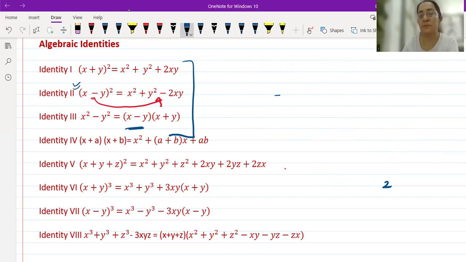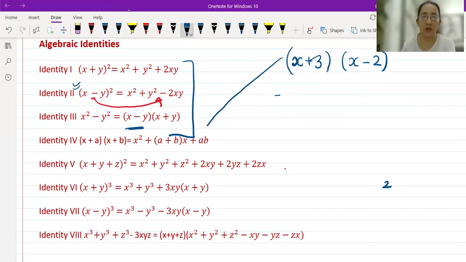Let me give you one example. Suppose you have (x plus 3) and (x minus 2). Now you see this question is according to the fourth identity, because here x is the first term, a is 3, and b is minus 2. So you are going to apply the fourth identity in this question, which will give us x square plus, what is my a? A is 3. And what is my b?